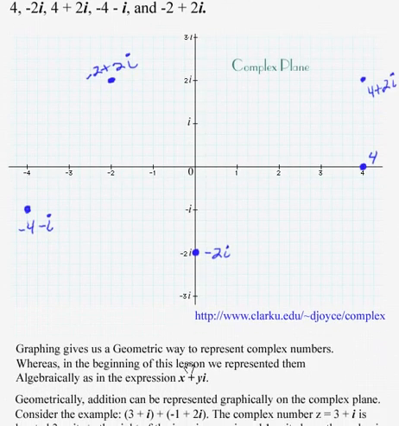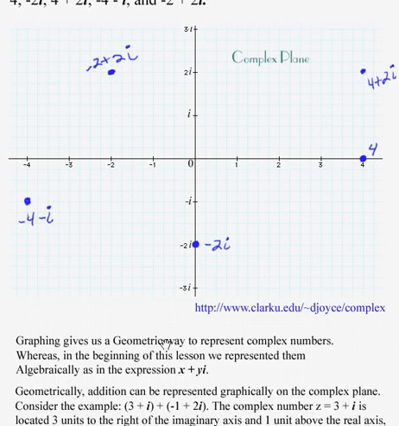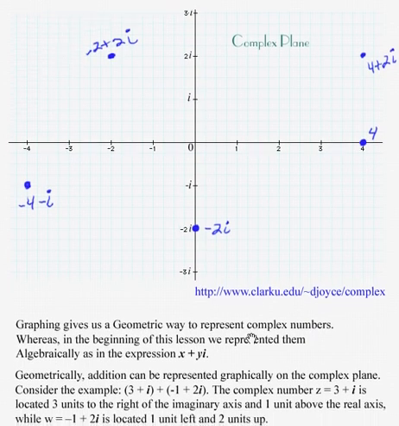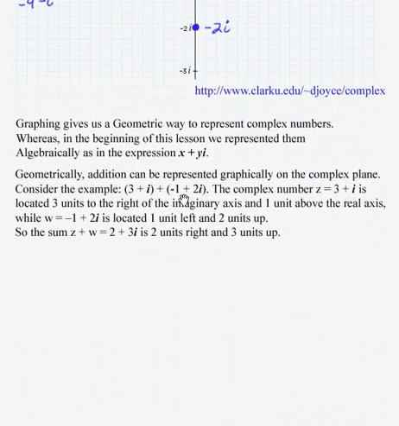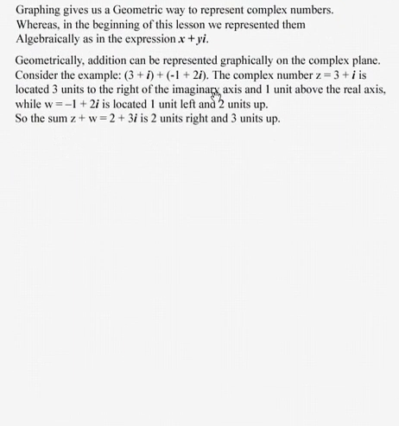So graphing complex numbers gives us a geometric way to represent complex numbers, which is part of the Algebra 2 State Standards number 5. In the beginning of the lesson, we represented them just algebraically as a plus bi, or in this case we're calling it x plus yi. Addition can also be done graphically. We've done that just algebraically in the beginning, but geometrically addition can be represented on the complex plane.